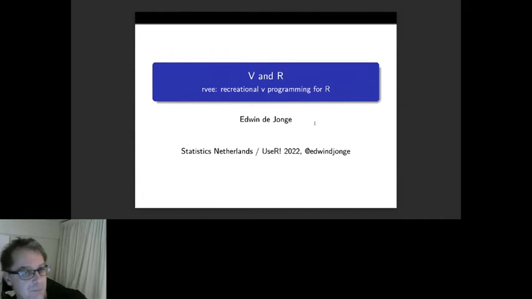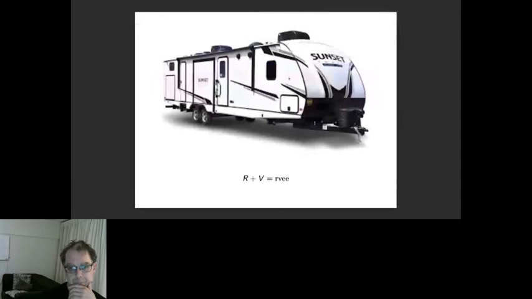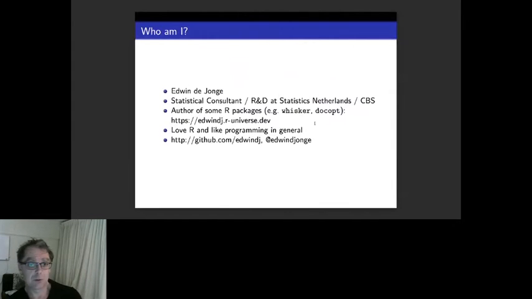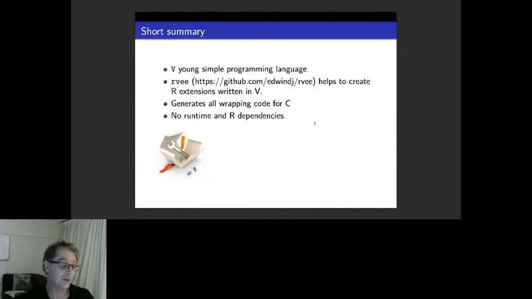Yes. Oh, thanks. Well, I'm going to talk about V and R for RV. So recreational V programming for R. And R plus V is RV. So first of all, where am I? I'm Edwin de Jong. I'm a statistical consultant in R&D at Statistics Netherlands, the official Bureau of Statistics in the Netherlands. I'm author of some R packages, including whisker and .doc and several others. I really love R programming and I like programming in general. So RV is just a hobby project.